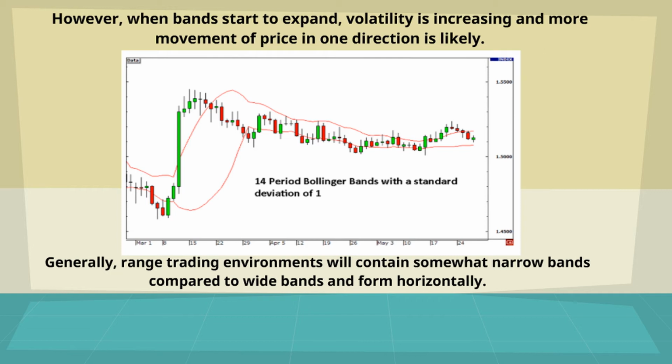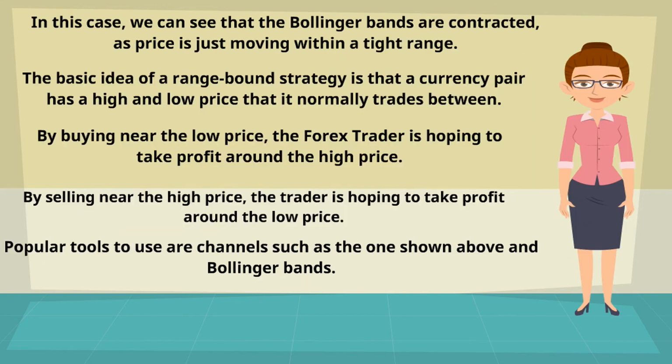Generally, range trading environments will contain somewhat narrow bands compared to wide bands and form horizontally. In this case, we can see that the Bollinger Bands are contracted, as price is just moving within a tight range. The basic idea of a range-bound strategy is that a currency pair has a high and low price that it normally trades between. By buying near the low price, the forex trader is hoping to take profit around the high price.